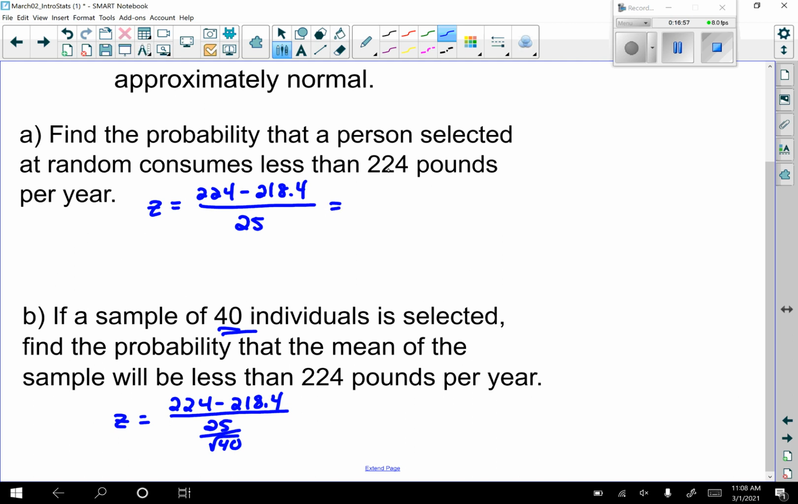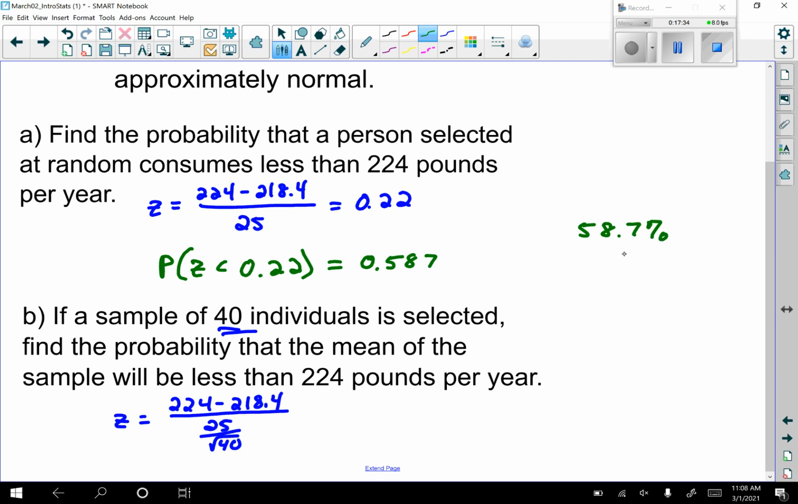All right, so the Z value for part A is going to be 0.22. And then we want the probability that Z is less than 0.22. We should be getting a 0.587. So good answer here, 58.7% is the probability that a person selected at random consumes less than 224 pounds per year.